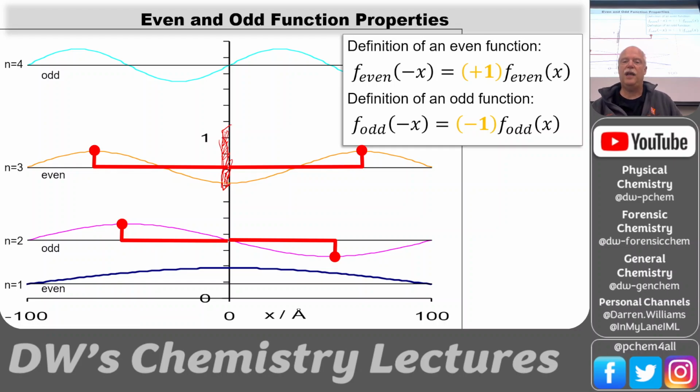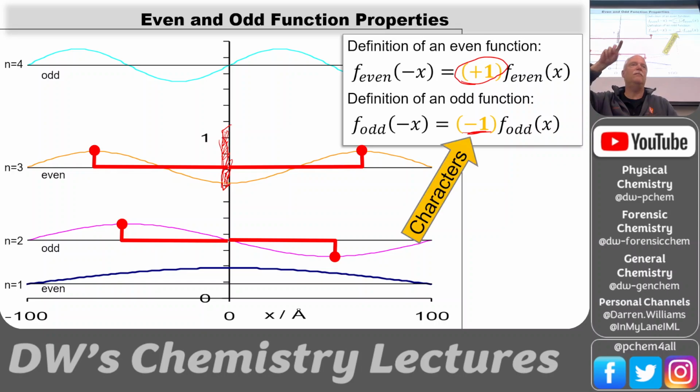Okay. What we're looking at is these numbers in front. So f of minus x is equal to f of x, that's an even function. And f of minus x is just minus 1 times f of x, that's an odd function. And those plus ones and minus ones in front are what we call characters. So that's a new term.